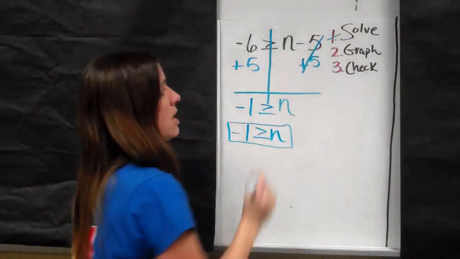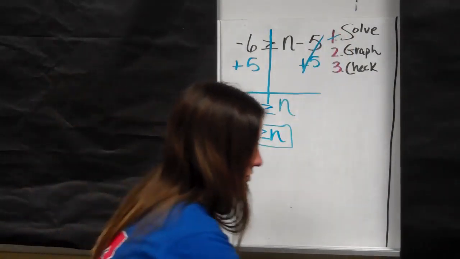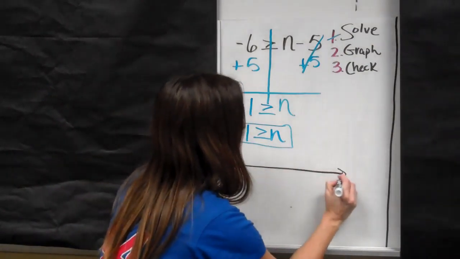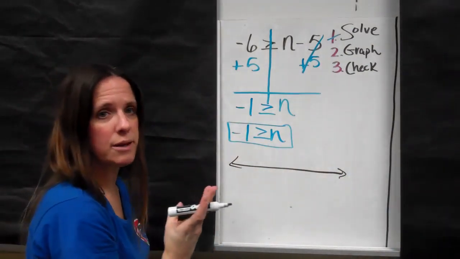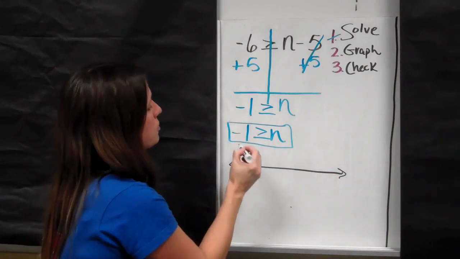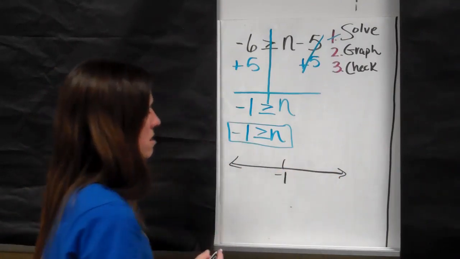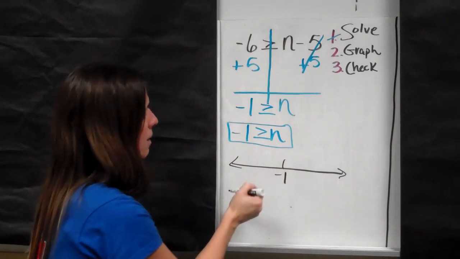So that part's done. Step 2 is our graph. So we're going to draw our number line. We need 3 numbers to go on here. The first one we put is from our solution set that goes in the middle, negative 1. Then we need 1 to the right and 1 to the left.